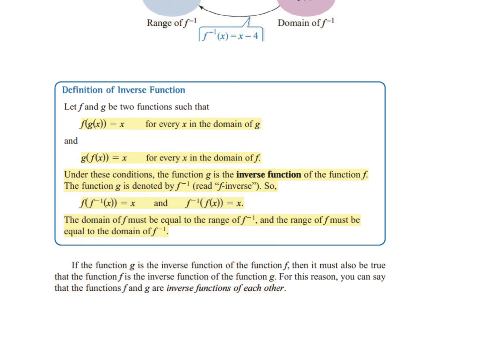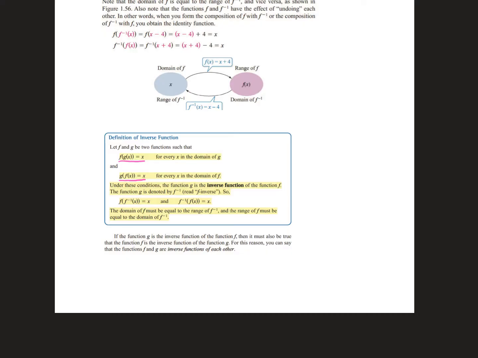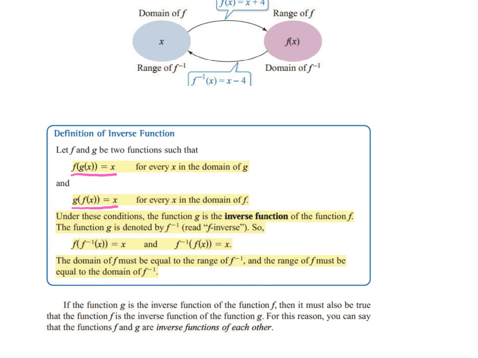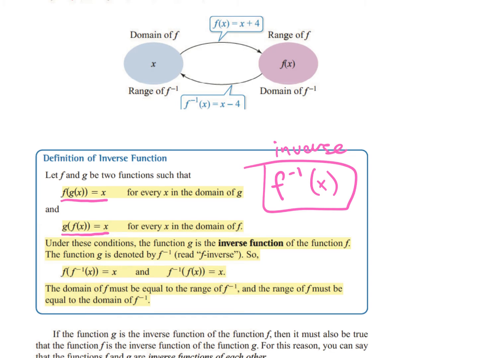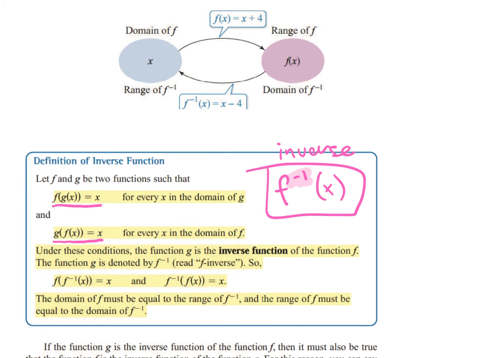So looking down at this box down here, two functions are inverses such that f of g of x is equal to x, and also g of f of x is equal to x. We name a function using this little notation, f negative 1 of x, which is just saying the inverse of f. This is just how we name it. So we'll find an inverse and then name it at the end with that little negative 1 on the f. That just means it's the inverse.